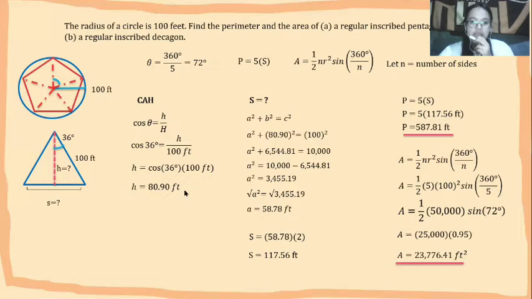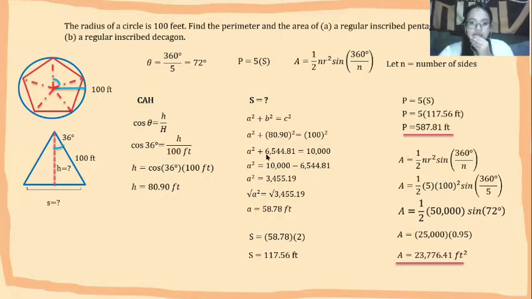So since the height is already given, we are going to solve for the side here. We will be using the Pythagorean theorem formula. We have a squared plus b squared is equal to c squared. A squared plus 80.90 squared is equal to 100 squared. A squared plus the square of 80.90, which is 6,544.81, is equal to 10,000.